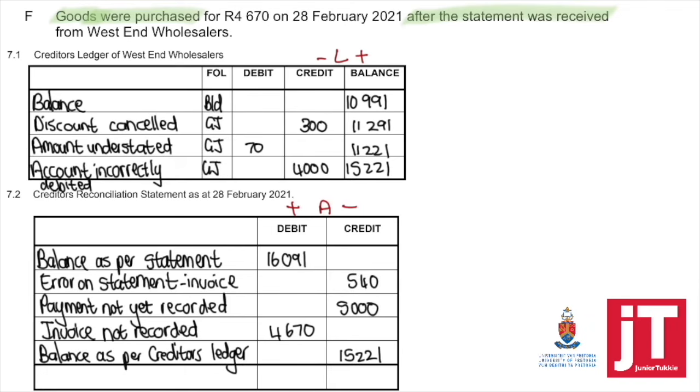Now that we've taken all the transactions where it's supposed to go, the balance as per creditors ledger is 15,221. The balance is as it would appear in our books, and that's why it reflects on the credit side. If I now take the debit side and I add it together, it will equal everything that I've added up on the credit side. The creditors reconciliation statement, the debit side must be equal to the credit side.